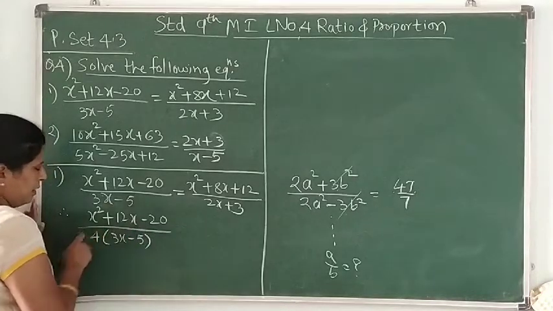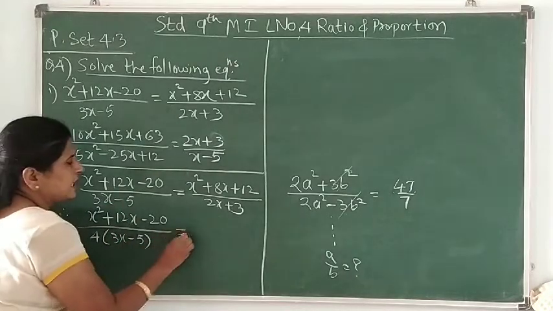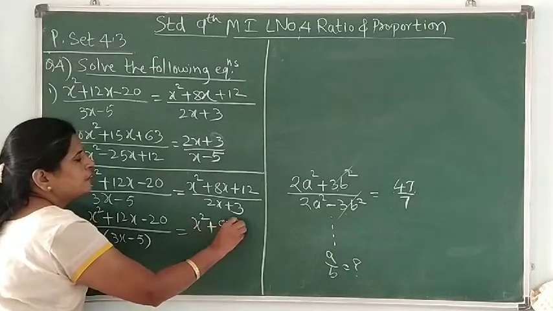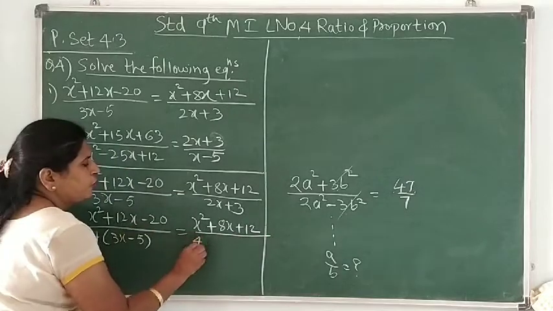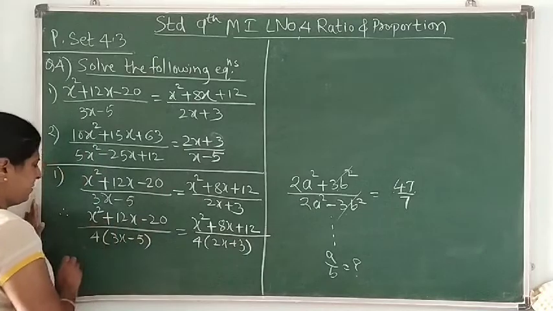On the left side we have multiplied by 4 in the denominator. The same thing on the right side, we have to use the properties of equality. Whatever we are doing on the left side, the same thing we have to do on the right side. So it is 2x plus 3, and here we multiply by 4.